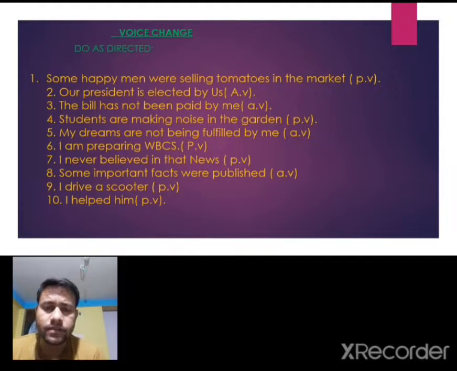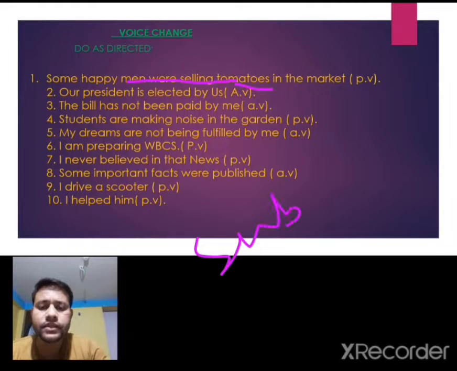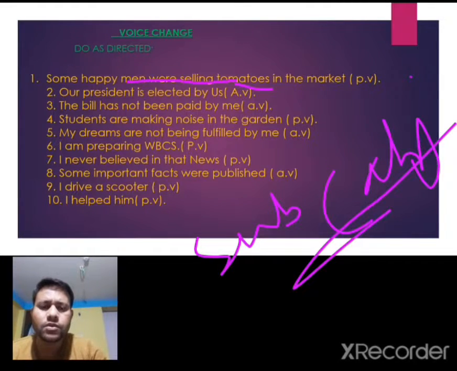So the instruction is already given, so we have to do one by one following the instructions given in the brackets. In the first one, some happy men were selling tomatoes in the market. Tomatoes in the market, this is the object part. It has to be taken as subject. The tense is present continuous tense. According to that, we know the structure of present continuous tense. So here will be subject, then the object in the bracket. We are just doing it so easily.